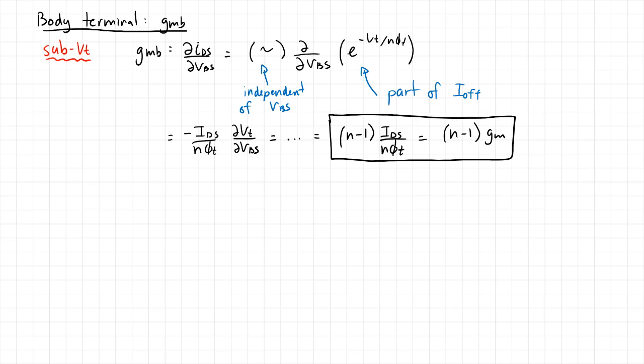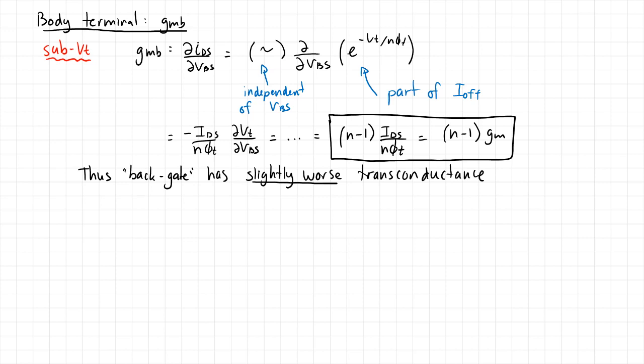Okay, so what does this mean? This means that the back gate really does work as a back gate. The bulk is truly a back gate. So we can say that the back gate, most people call it the bulk, but we can call it a back gate, does work as a transconductor, but has slightly worse transconductance than the regular gate or the front gate. The reason this is true is it's equal to N minus 1 GM. N is usually in CMOS something like 1.4, 1.5. So basically, you're getting 1.4 minus 1, or about 50% or so of the transconductance of the regular gate.